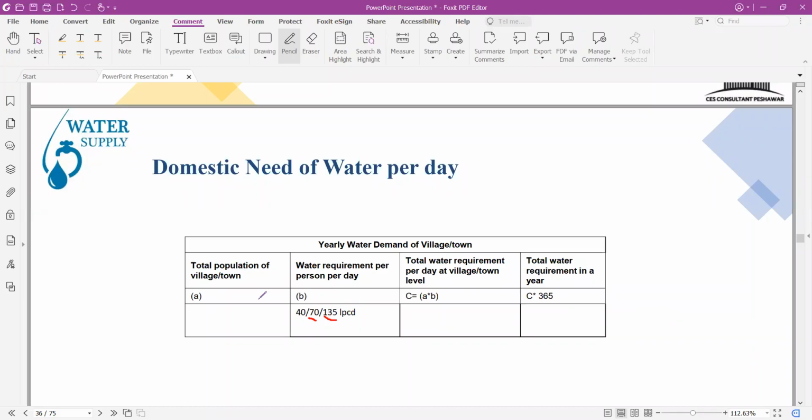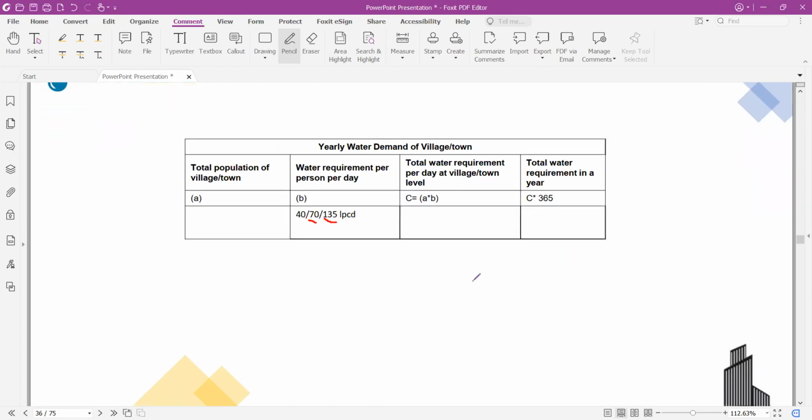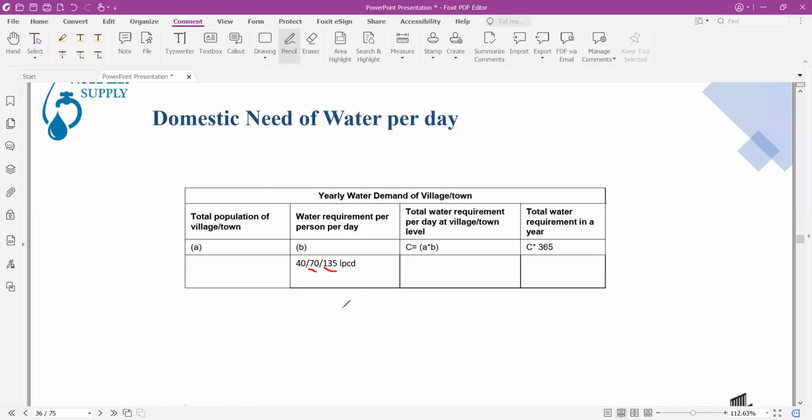So when we multiply the forecasted population, we get the total demand per day. And then when we multiply it with the 365 days in a year, we calculate the water demand for a year.